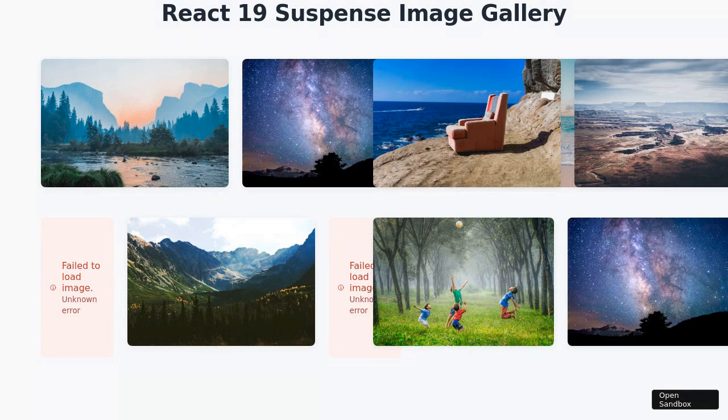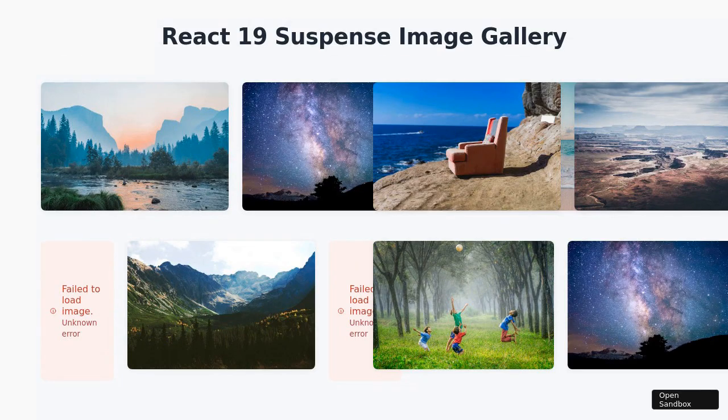As each image finishes loading, its real content smoothly fades in and replaces the corresponding skeleton placeholder, demonstrating the seamless, lazy loading behavior enabled by React 19 Suspense. The gallery layout is responsive, with image cards arranged in a grid and spaced evenly. Scrolling down the page reveals additional rows of images.